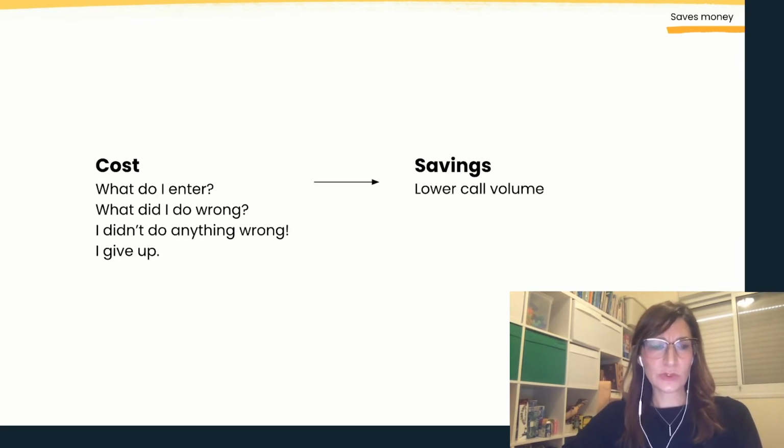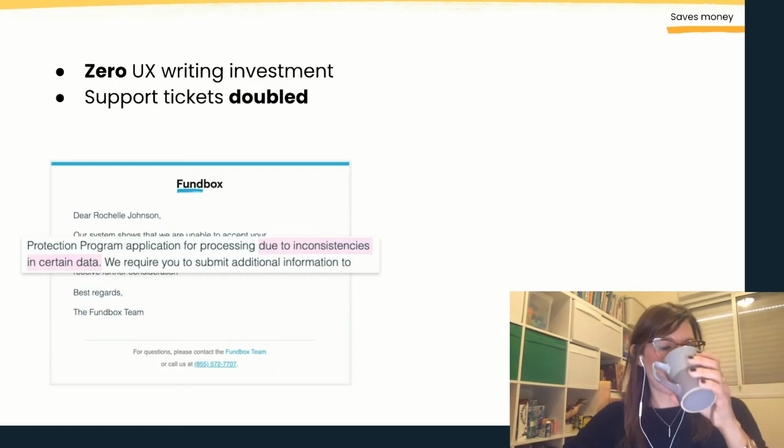The cost was users getting frustrated, confused. What do I enter? What did I do wrong? And even insisting they didn't do anything wrong and giving up. And of course, dropping off before they ever get into the product and have the opportunity to draw and repay funds is a really big problem. And by answering this with the microcopy, we lowered the call volume to our reps, which gave us a huge savings.